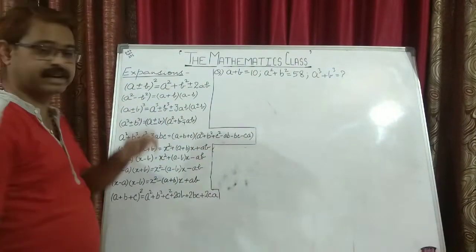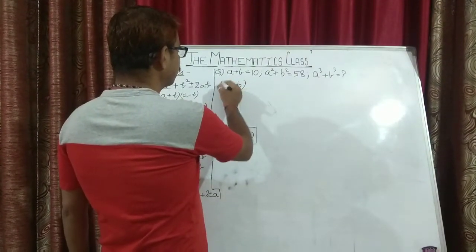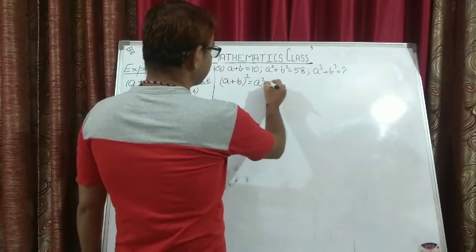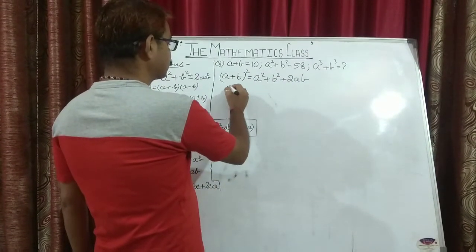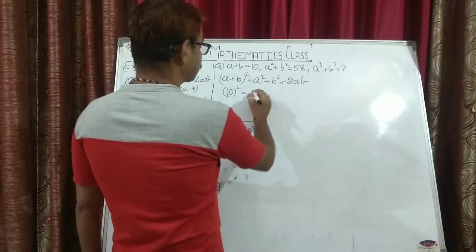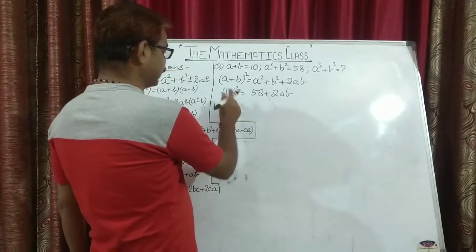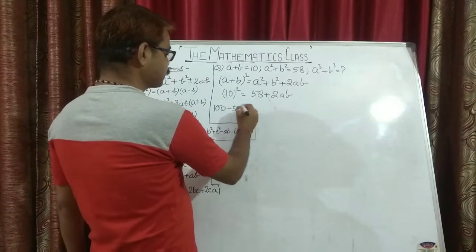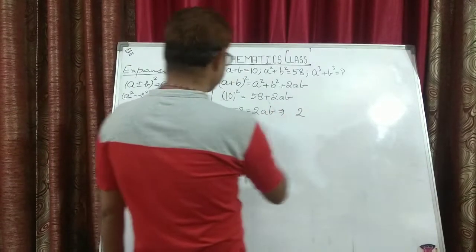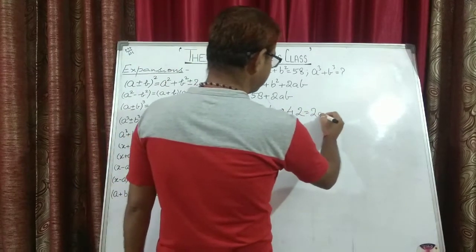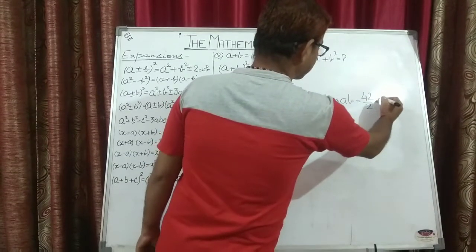So first we will use the first identity that you have already studied in class 8 also. So we know that (a plus b) whole square is equal to a square plus b square plus 2ab. a plus b is given to you as 10. So 10 square is equal to a square plus b square, which is 58, plus 2 times ab. So this will be 100. 10 square is 100. 58 comes to the other side. 100 minus 58 is equal to 2ab. It means this can be written as 42 is equal to 2ab. It means ab is equal to 42 upon 2, that is 21.